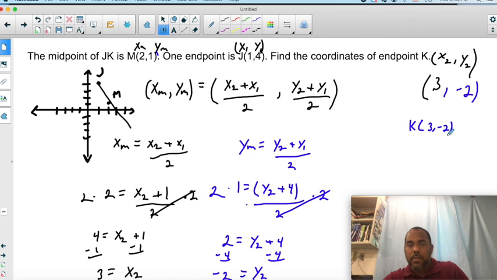And if we look over here, 1, 2, 3, 1, 2, it should be right about here. And that's where our line should go through. And that is all. And that's how you find the endpoint, given the midpoint and another endpoint.